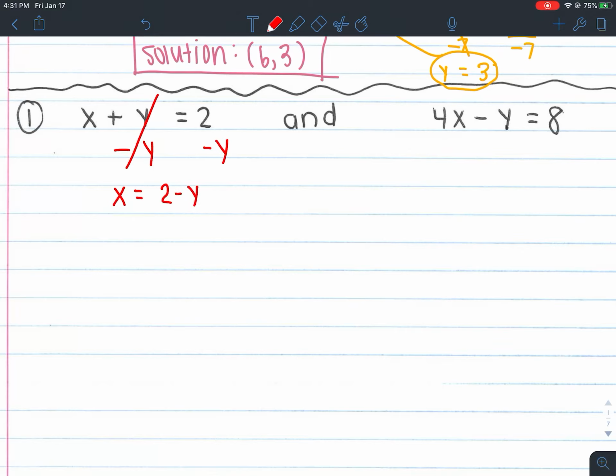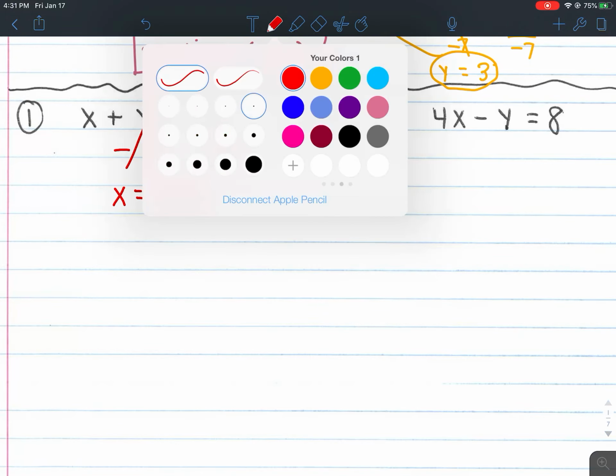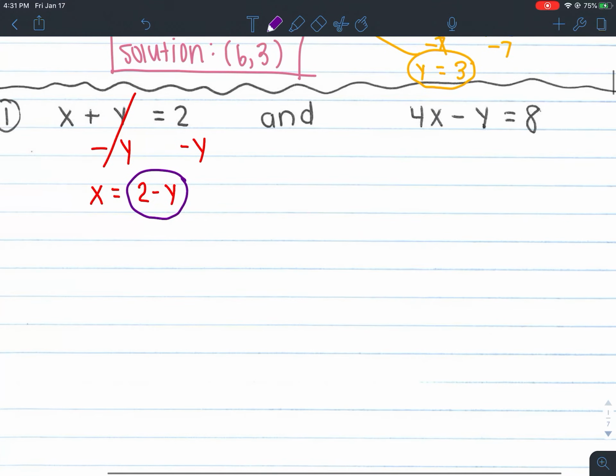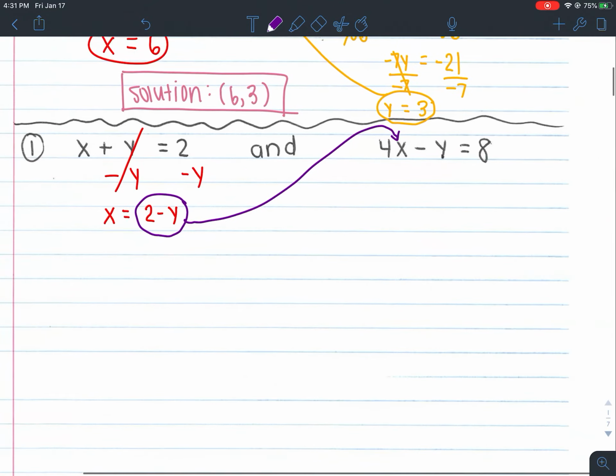Well, then now basically we're at the same step, right? We're just going to use substitution. Well, x equals 2 minus y. X is by itself, okay? X is by itself, so I'm going to substitute this in for the x over here. All right?